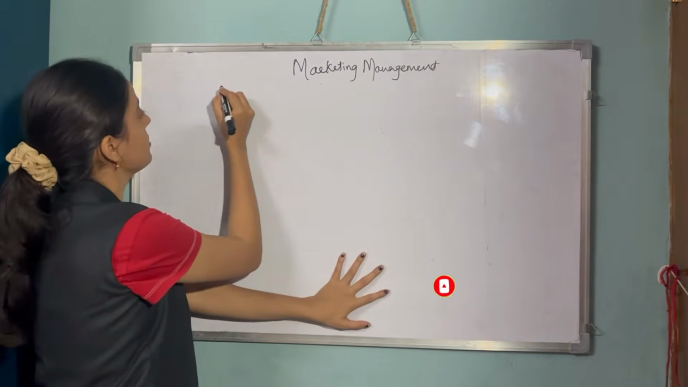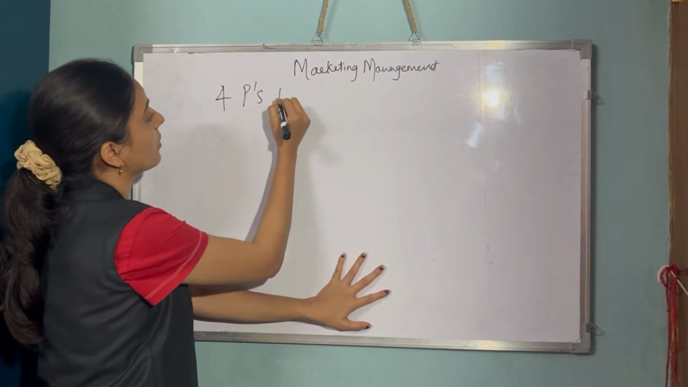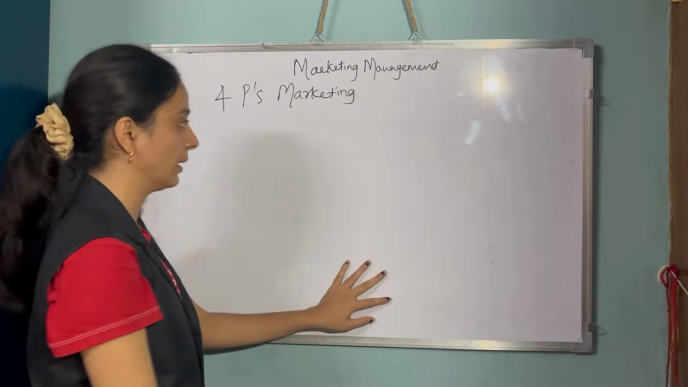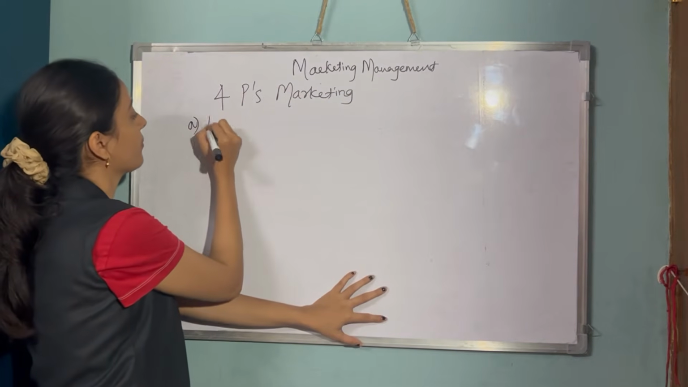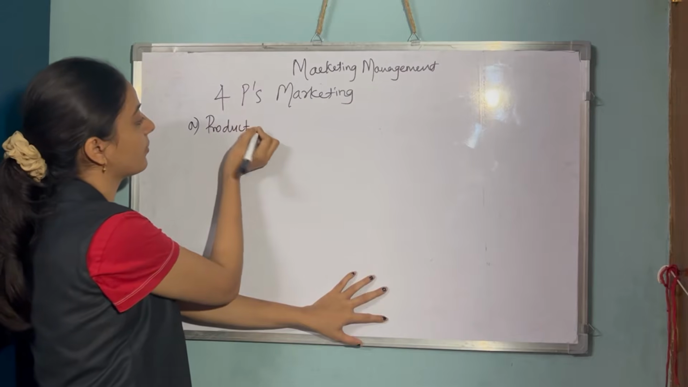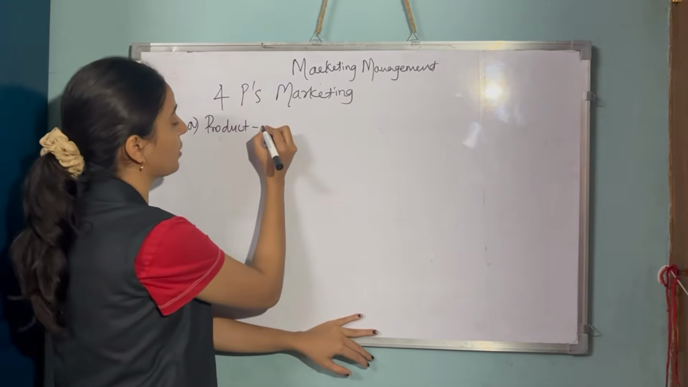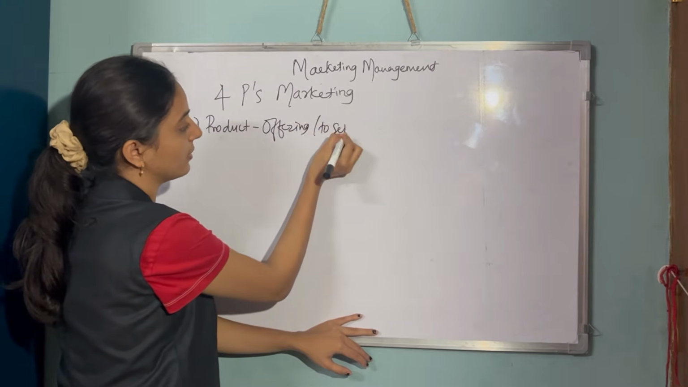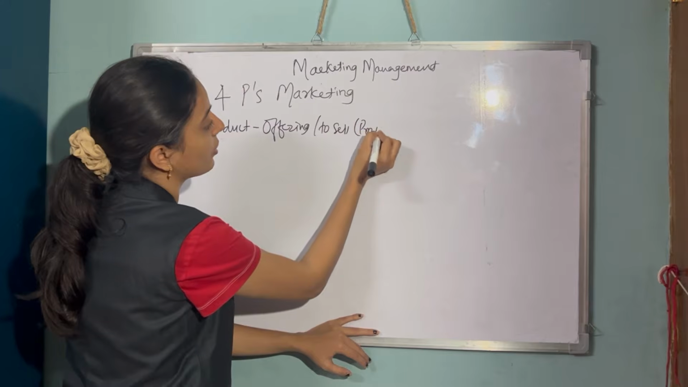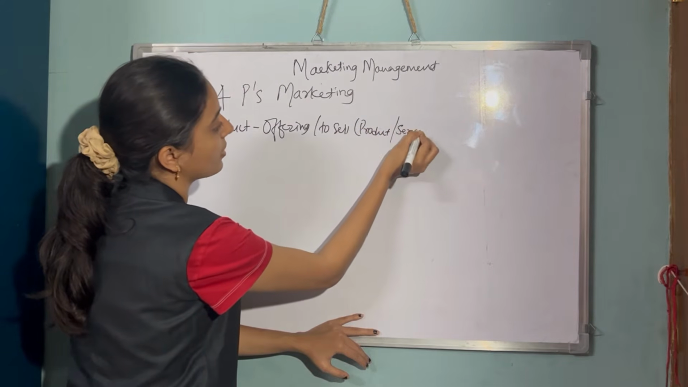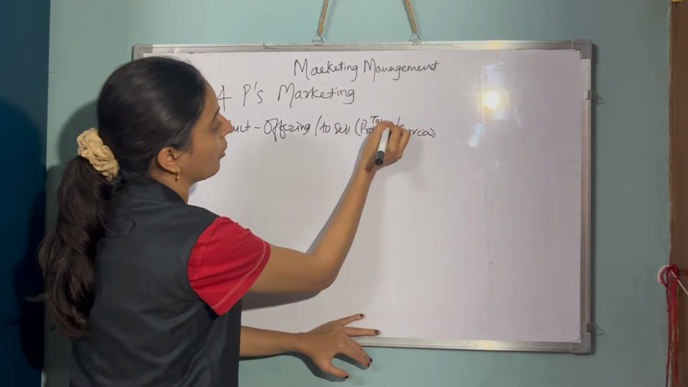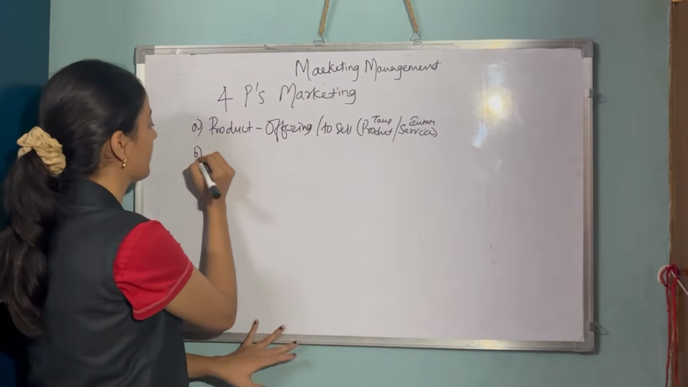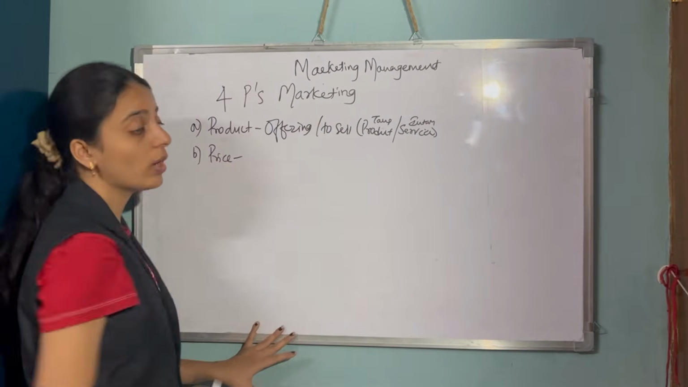The next concept is the four P's of marketing. First one is product. What is a product? As I told you, something which is offered in the market to sell. It can be a product or it can be a service, tangible or intangible. Correct? Next is price.